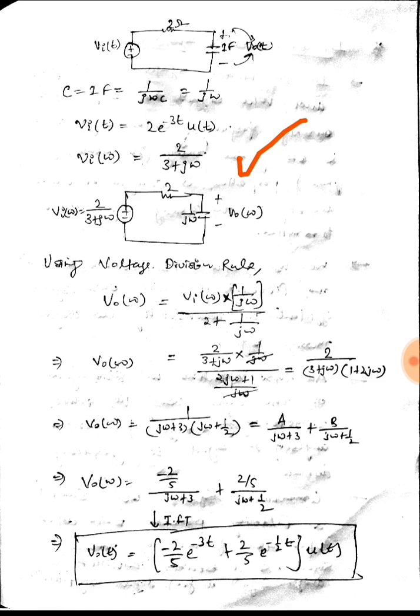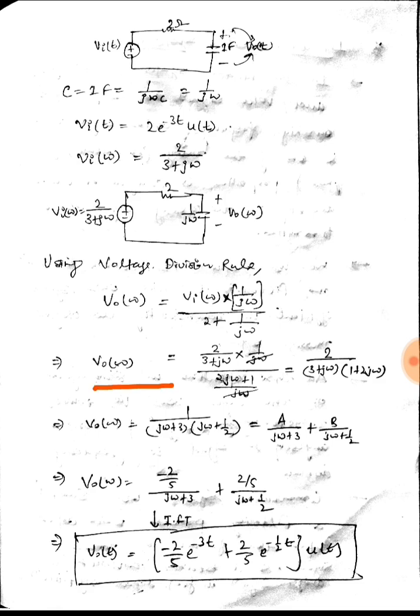So using this property, I can find that Vi(omega) is 2 upon 3 plus j omega. Now I have arranged the circuit in the form of transforms. Vi(omega) is 2 upon 3 plus j omega, R remains 2, the capacitor is 1 upon j omega, and the output voltage is V0(omega). To calculate the voltage across the capacitor, we use the voltage divider rule. So it can be given as Vi(omega) into 1 upon j omega, which is this impedance, divided by 2 plus 1 upon j omega, which is the total impedance.